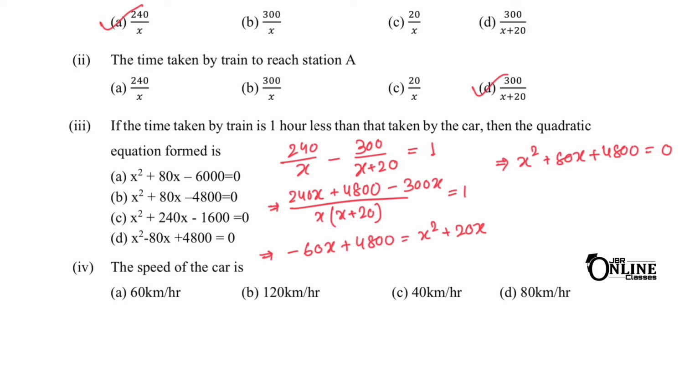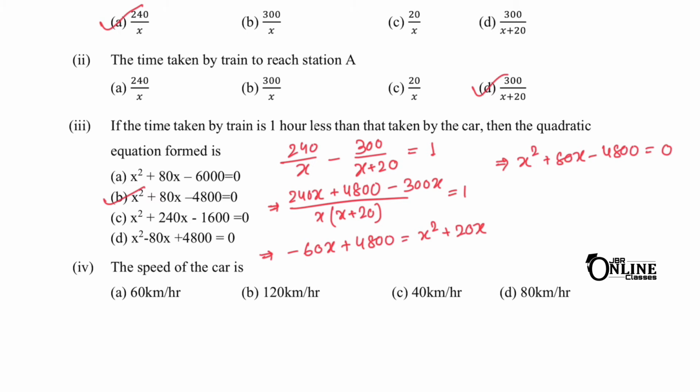Sorry, this one will be negative, not the positive one. So here 4800 will be negative. So this one equals option B, x square plus 80x minus 4800.